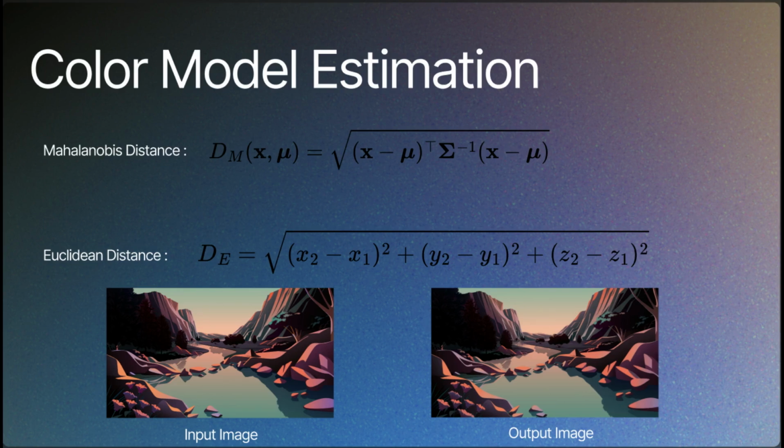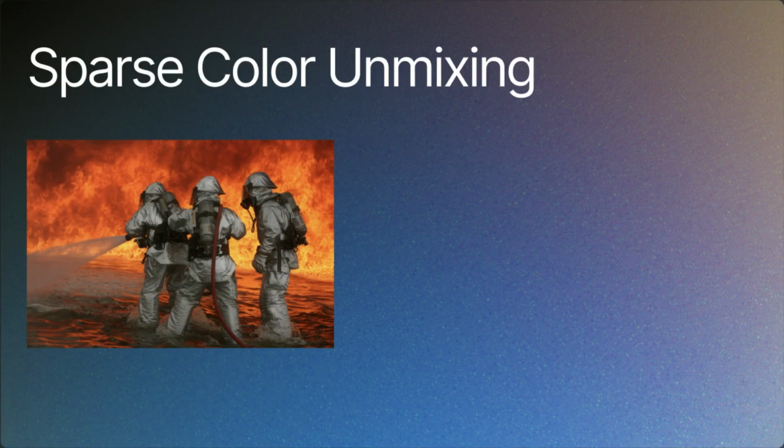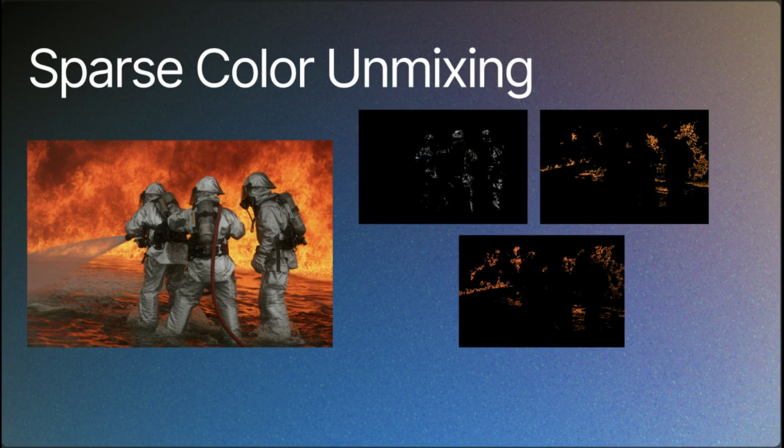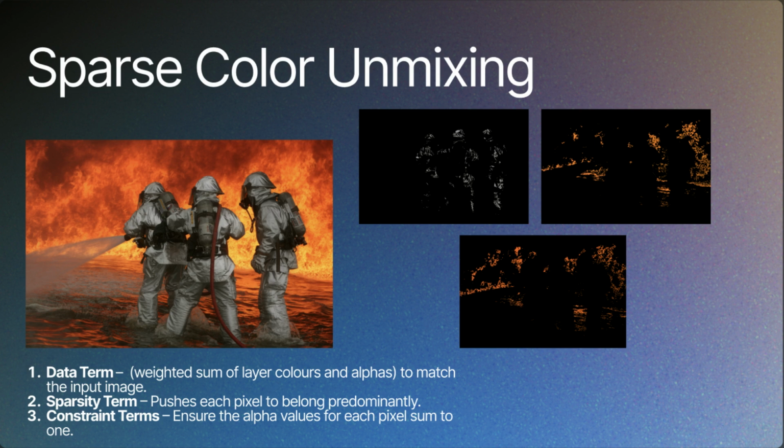Once we have the seed colors and the initial alpha masks, we perform joint optimization of per-pixel alpha values and color layers using a sparse unmixing strategy powered by the Adam optimizer. This step minimizes a loss function composed of three terms: the data term, which encourages the reconstructed image to match the input image; the sparsity term, which pushes each pixel to belong predominantly to one layer, which improves clarity and editability; and constraint terms, ensuring the alpha values for each pixel sum to 1 and the image reconstruction constraint is closely satisfied.